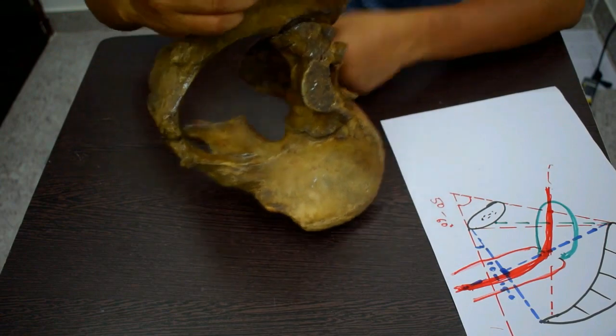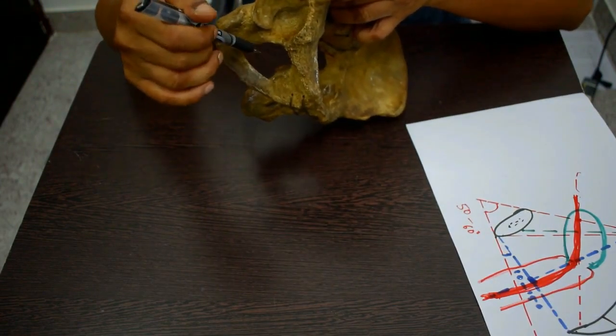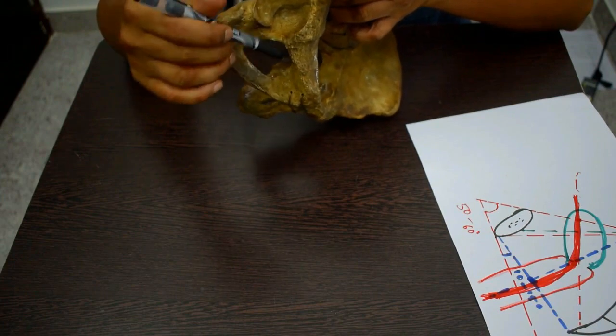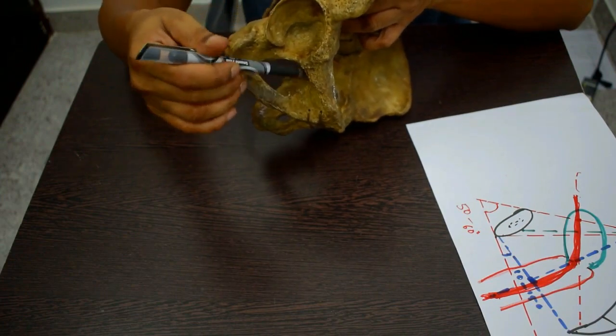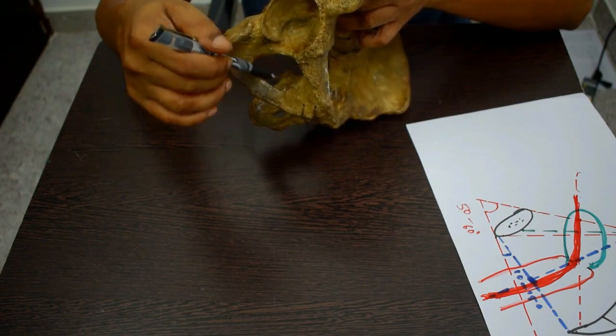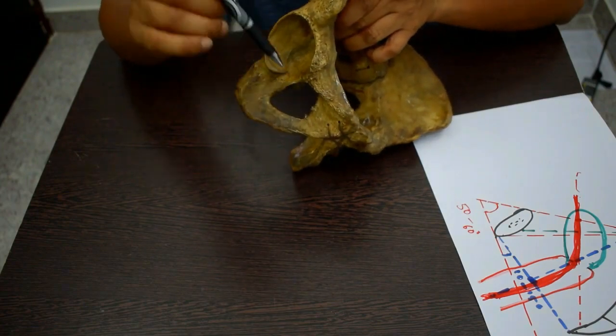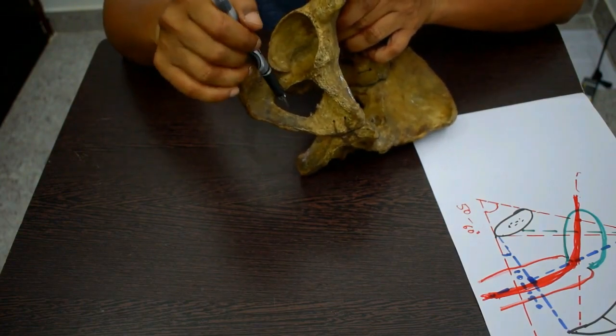Then the obturator foramen. This is the obturator foramen. In the case of females, this obturator foramen is smaller and triangular. But in the case of males, the obturator foramen is oval and larger. Oval and larger. So, this is the male pelvis.